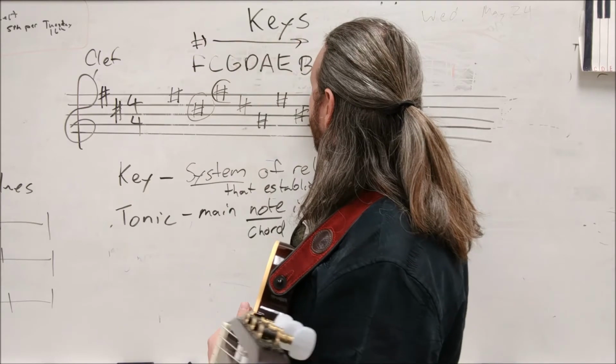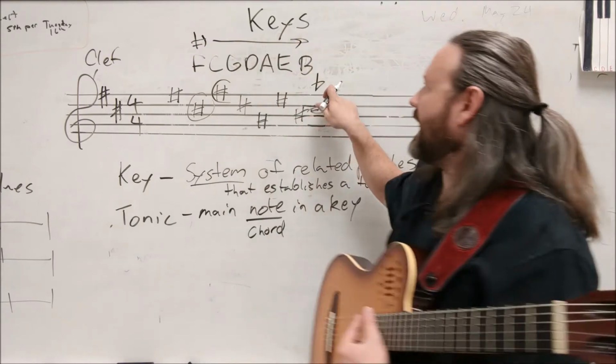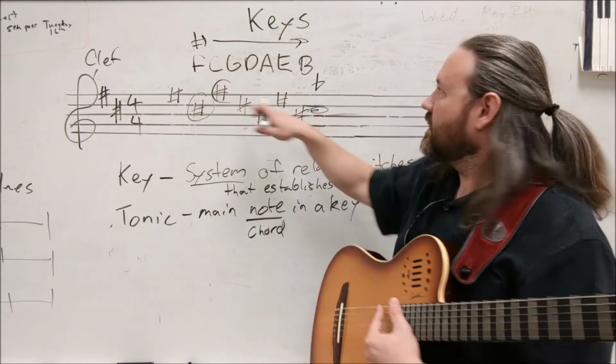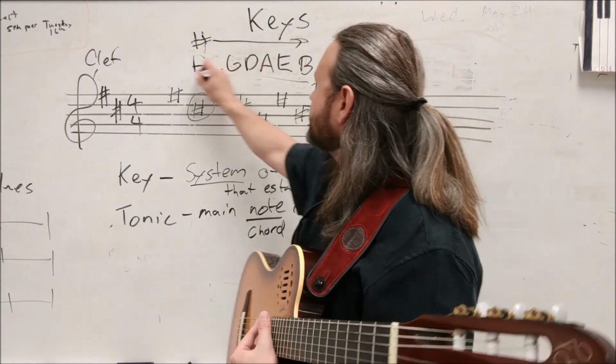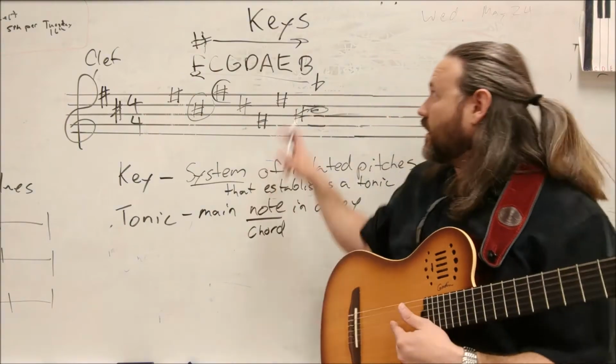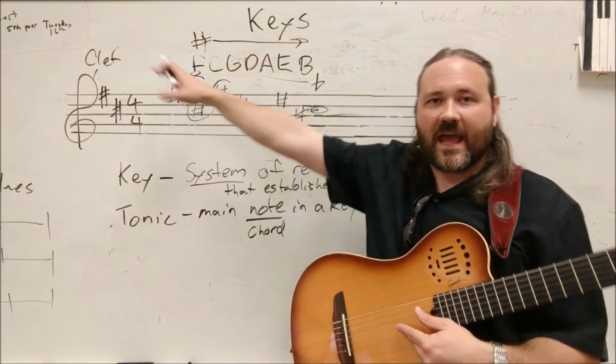So sharps go this way, flats, that's a flat. Sharp looks like a little hashtag. And my sharps don't look particularly great in this video. Apologies for that. Flats go in the opposite direction. Okay. So flats are B, E, A, D, G, C, F.